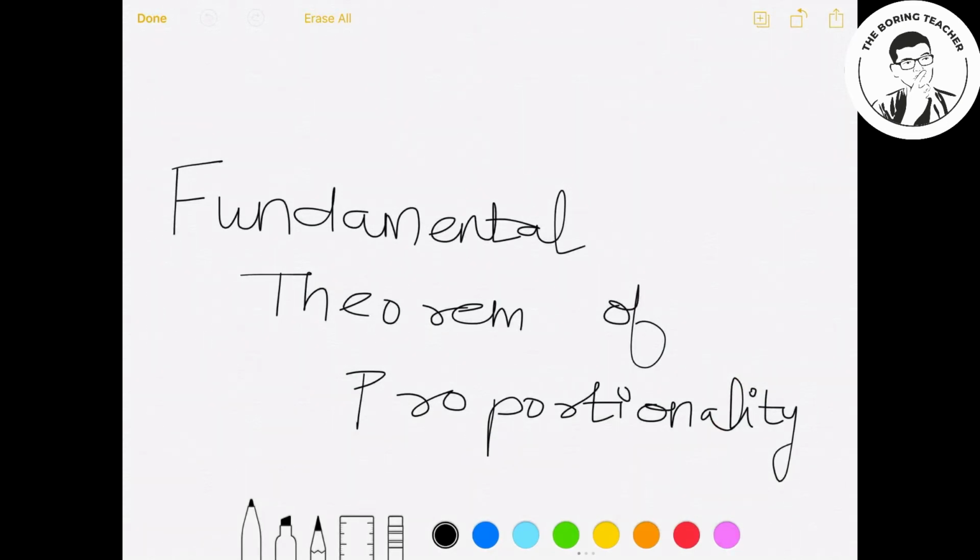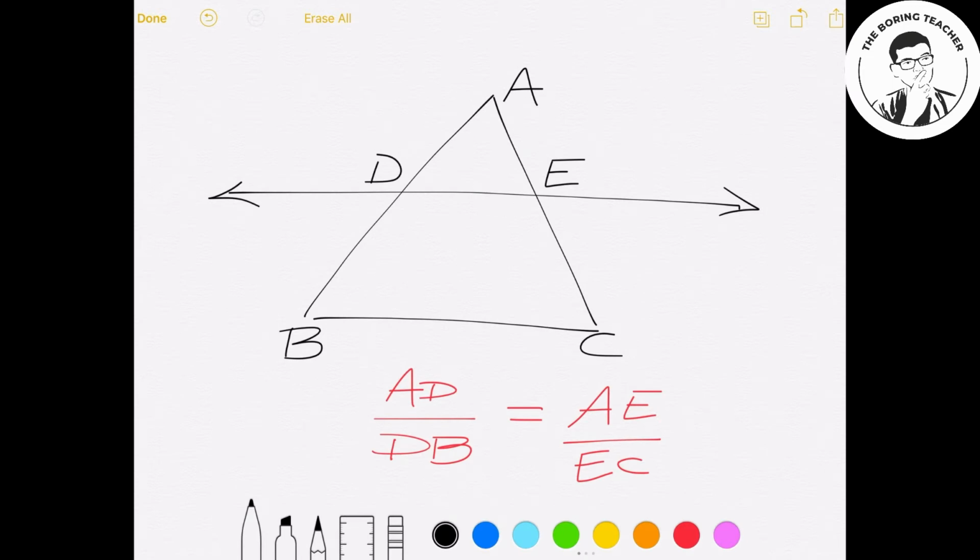Okay, so let us talk about the fundamental theorem of proportionality. It states that if a line is drawn parallel to one of the sides of a triangle to intersect the other two sides in distinct points, then the other two sides are divided in the same ratio.